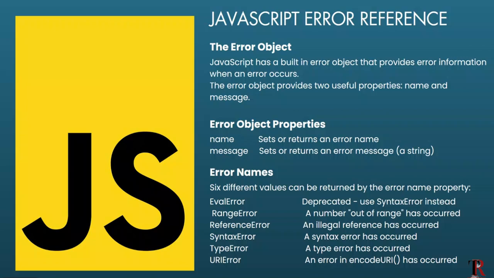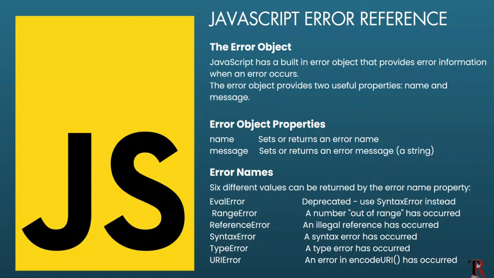Moving on, we have error names in JavaScript, and we have 6 different values that can be returned by the error name property. The first one is the eval error, a shorthand for evaluation error. It's a deprecated error name in JavaScript, and it was replaced by a syntax error instead. So instead of evaluation error, these days you see a syntax error with whatever part that you have missed or done wrongly in your code.